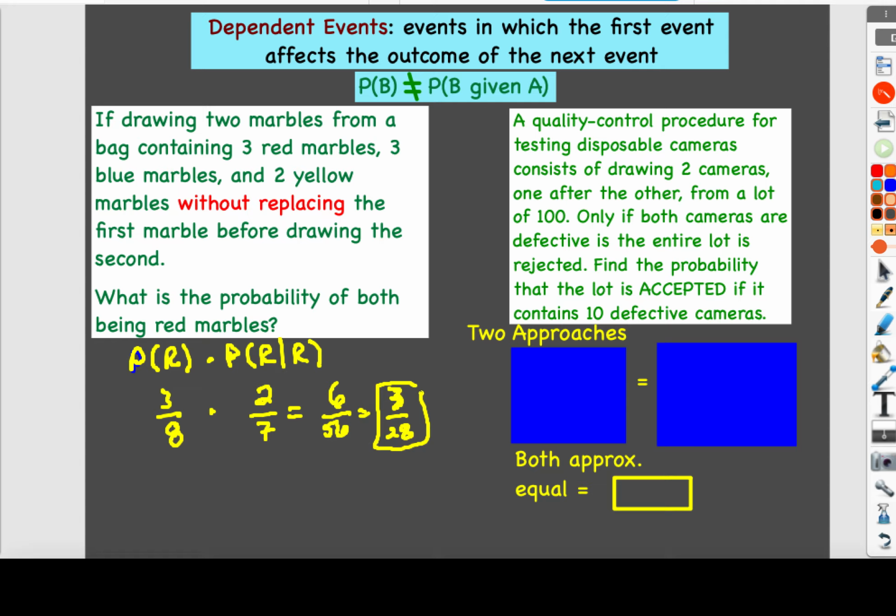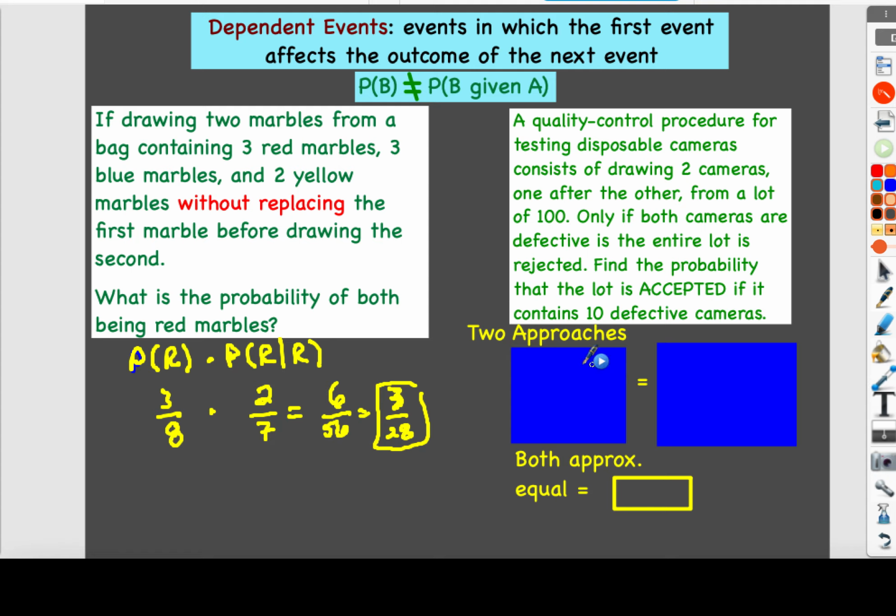Let's look at this second one. A quality control procedure for testing disposable cameras consists in drawing 2 cameras out of a lot of 100, right? We got 100 random cameras. We're just going to pick 2 of them. Only if both cameras are defective do we throw out the whole lot, right? Otherwise, we just assume, well, there must not be so many defective cameras to worry about. Find the probability that a lot is accepted if it contains 10 defective cameras.